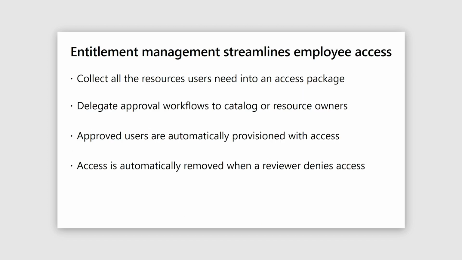Once you have the applications connected, then entitlement management helps to then delegate the process of deciding which users should have access. First, create an access package that collects all the resources and the roles that users would need in order to perform a task or be part of a project. Then you can delegate setting up the approval workflows, who should approve, how long they have access, to a catalog or resource owner. Once a user requests and is approved for access, they're automatically assigned and provisioned into each of those resources. And then when their assignment ends or when a reviewer denies their access, assignments can be cleaned up and the user can even be deprovisioned automatically from the apps as well.